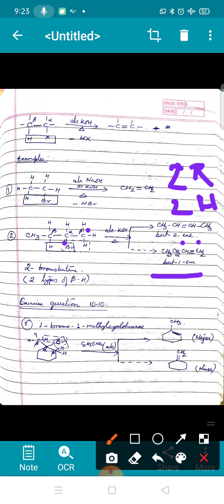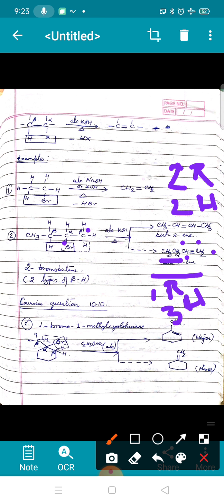Whereas here, if you look at these two unsaturated carbons, what do you have here? One alkyl group, alkyl group represented by R, and one hydrogen, and on the other side I have two hydrogens. So altogether I have three hydrogens. So where do I have more alkyl groups?